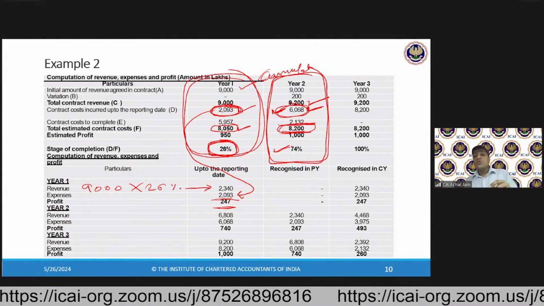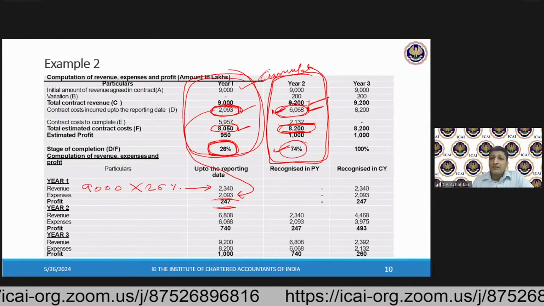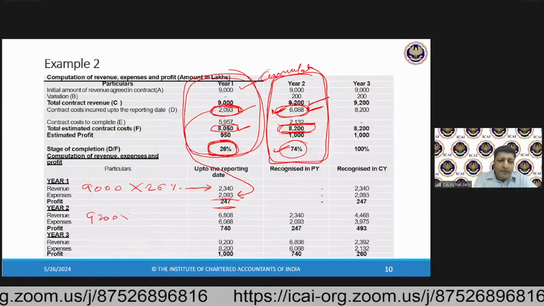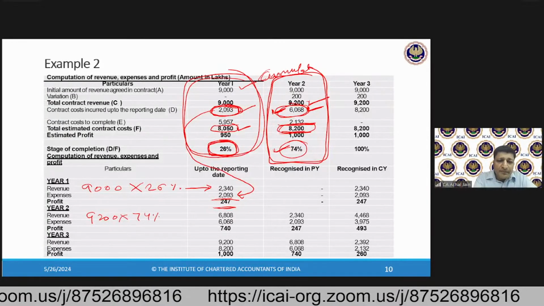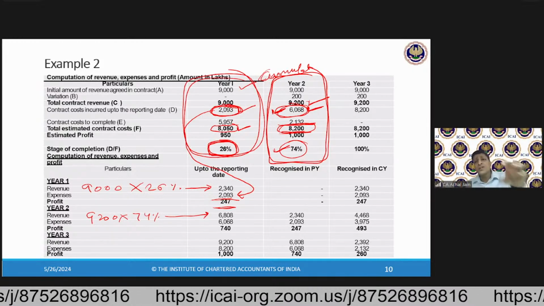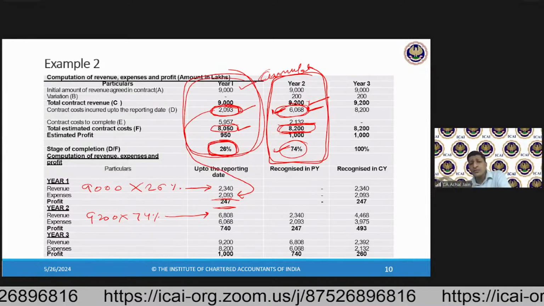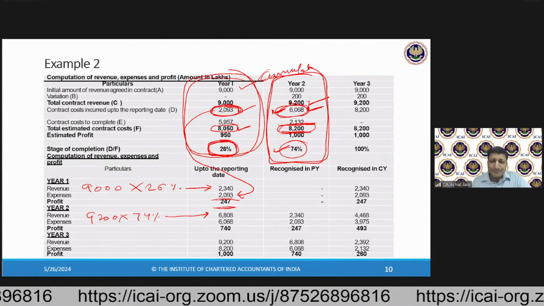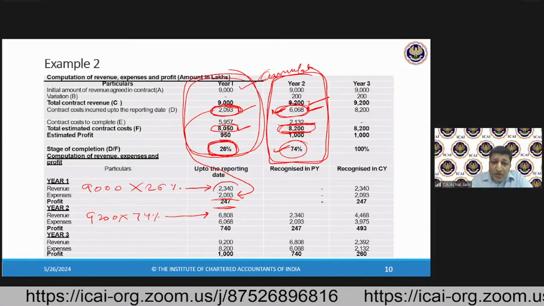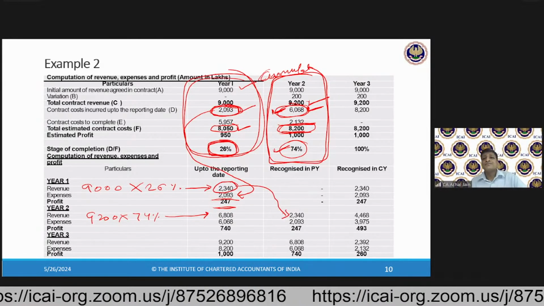Now for year two, if we multiply this 74% with the amount of revenue, so what do we get? 9,200 into 74%. So this becomes 6,808. Means up to year two, 6,808 should be the amount of revenue which should be recognized. Fine. Out of this, 2,340 is the amount of revenue which has already been recognized in the previous year.